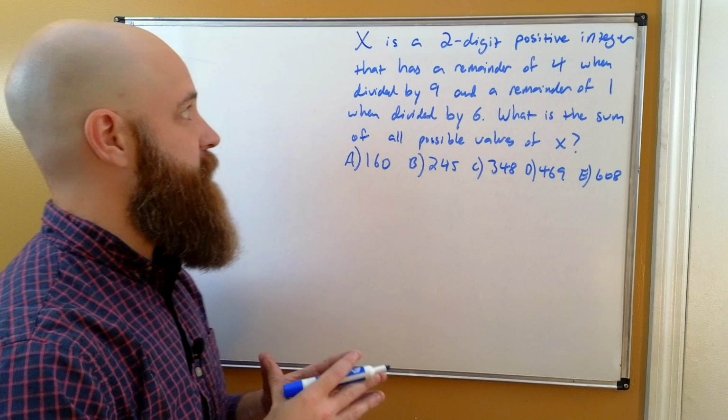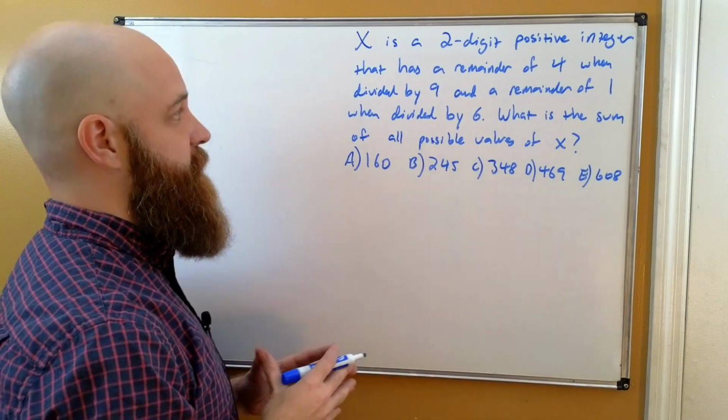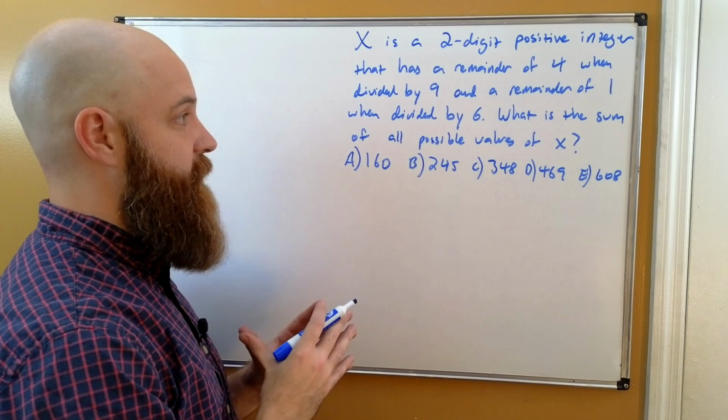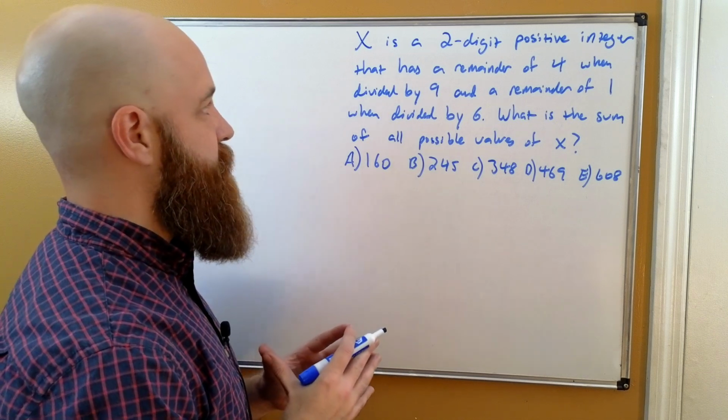All right, let's take a look at this question. X is a two-digit positive integer that has a remainder of 4 when divided by 9 and a remainder of 1 when divided by 6. What is the sum of all possible values of X?